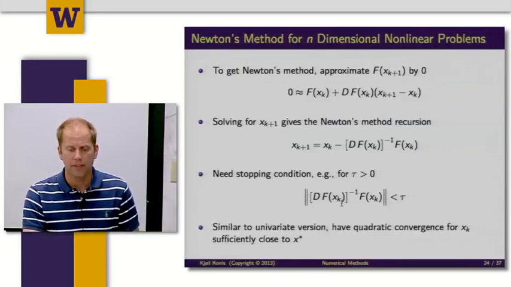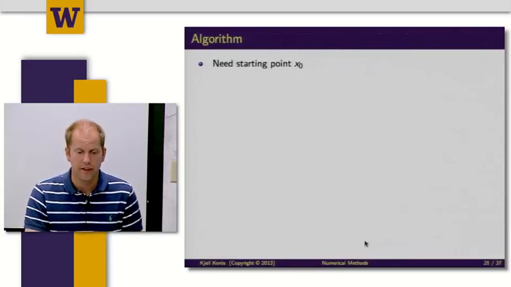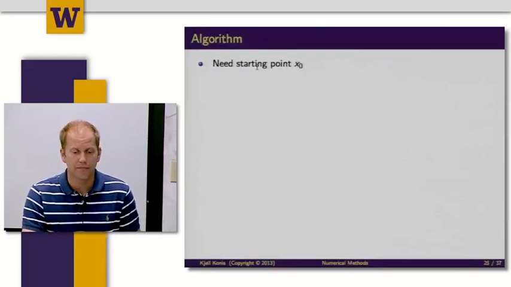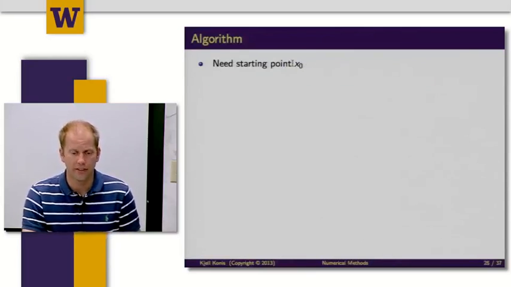And it's more complicated now, but you still have the quadratic convergence that you had for the univariate case once I'm close enough to the value x star. So the algorithm for using this to solve an n-dimensional optimization problem, an n-dimensional nonlinear problem, I still need a starting point, x0, and then I'm going to try and improve that starting point using these Newton iterations.